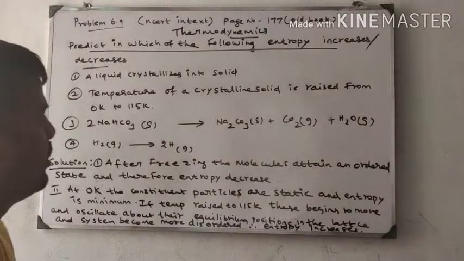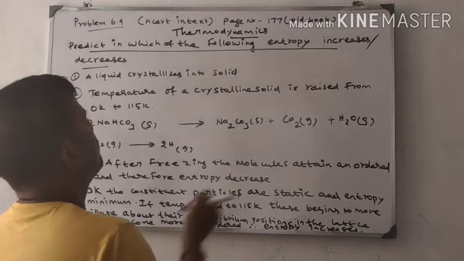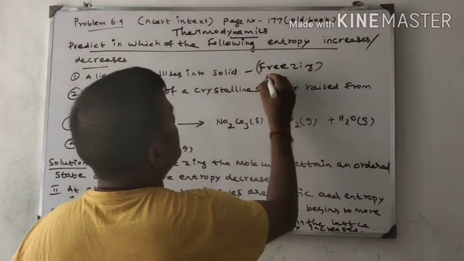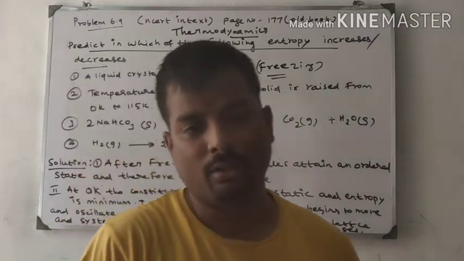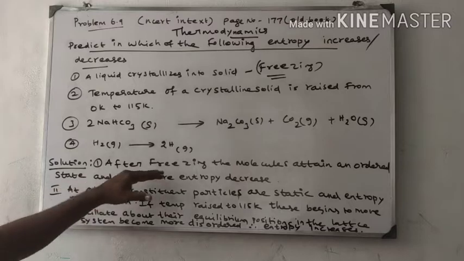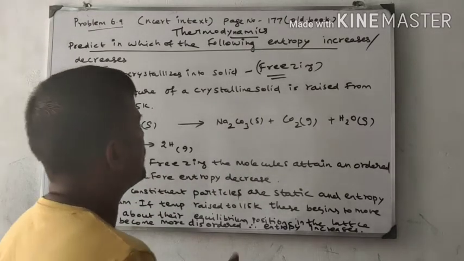Very simple problem. First, a liquid crystallizes into solid. What is the name of the process? Freezing. During freezing, what happens to entropy? I am going to explain the question here. After freezing, the molecules attain an ordered state and therefore entropy decreases.